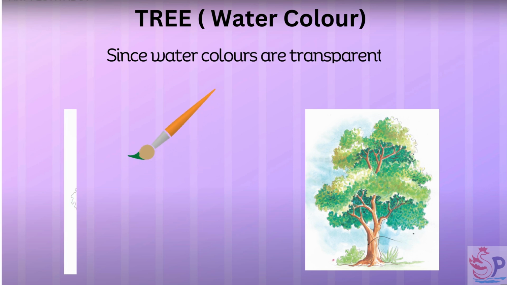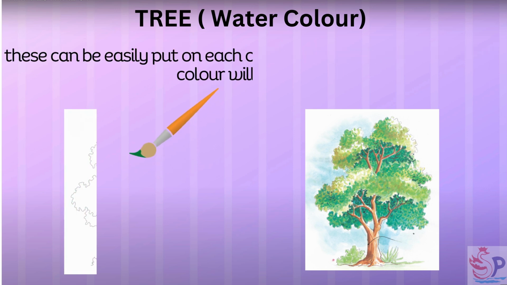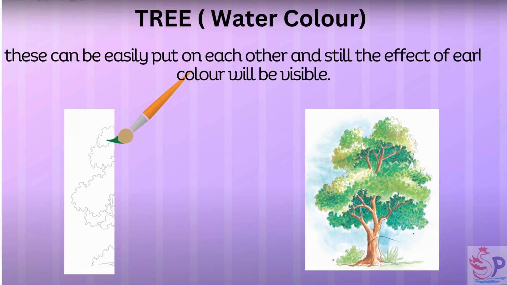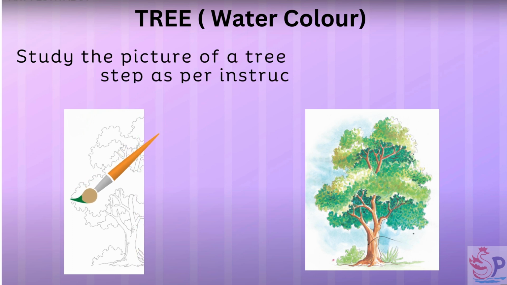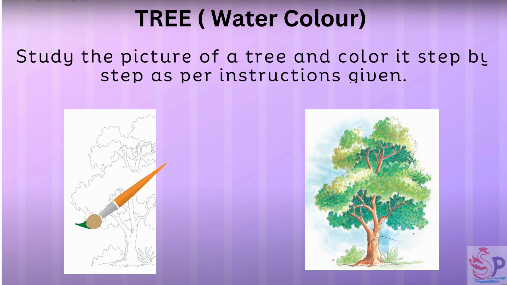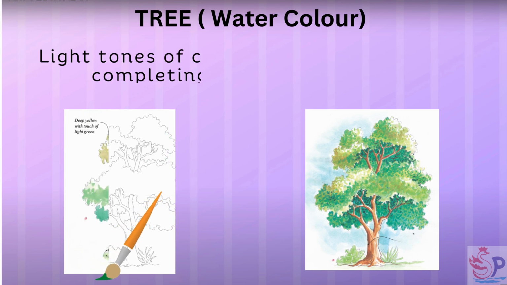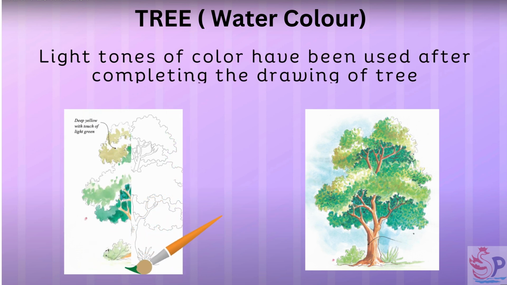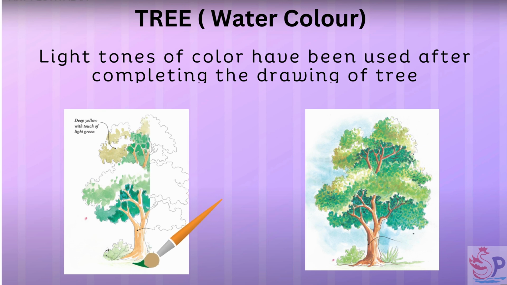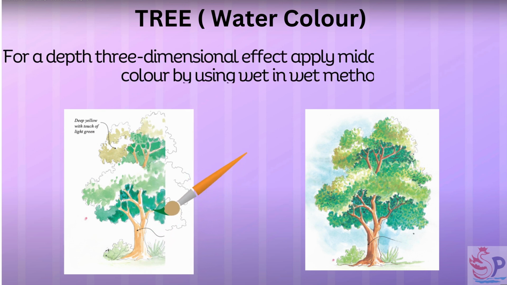Since watercolors are transparent, these can be easily put on each other and still the effect of earlier color will be visible. Study the picture of a tree and color it step by step as per instructions given. Light tones of color have been used after completing the drawing of the tree for a depth, three-dimensional effect.